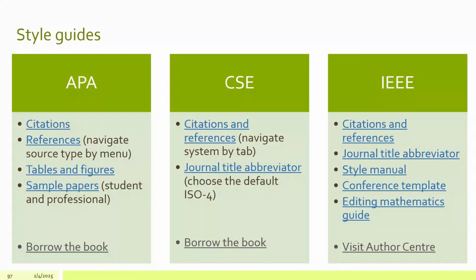Here we have useful links for each style guide, APA, CSE, and IEEE. For APA, there's a link to examples and formatting information about citations and references, formatting information for tables and figures, and sample papers you can use to follow. You can also borrow the book from the library.